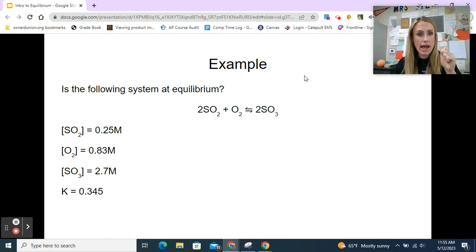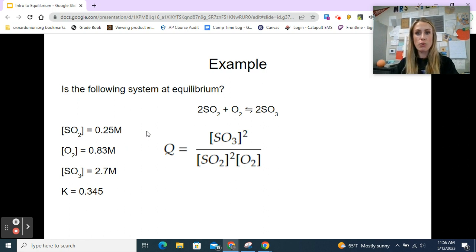So I'm given a reaction. I have some concentrations over here on the left-hand side, and I'm given my value of K, which is 0.345. So plugging this stuff into my equation, again, products over reactants. In this case, I have one product, but there is a coefficient of 2 in front, so I'm going to have to square that concentration, that 2.7. I'll have to square it on the numerator. And then I have my concentration of SO2, which is 0.25. I'm going to have to square that also because of that coefficient. And then my concentration of 0.83. So that goes into my equation here.